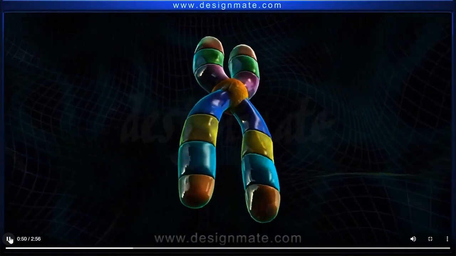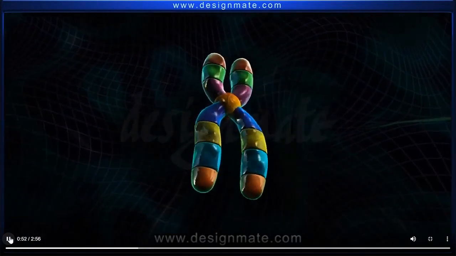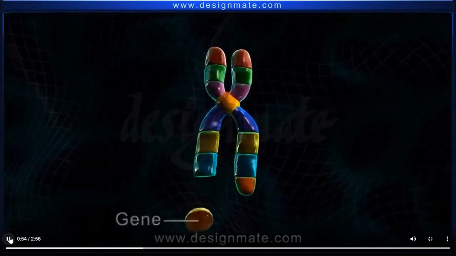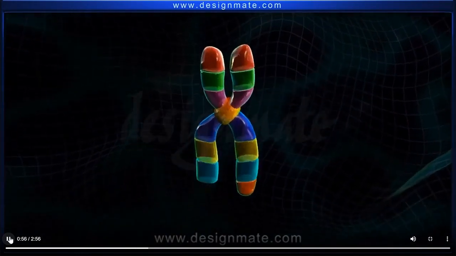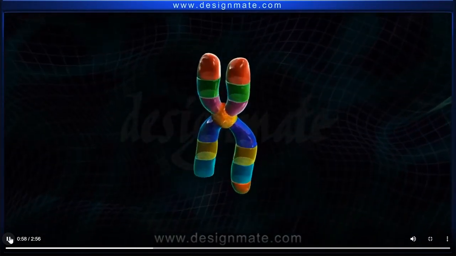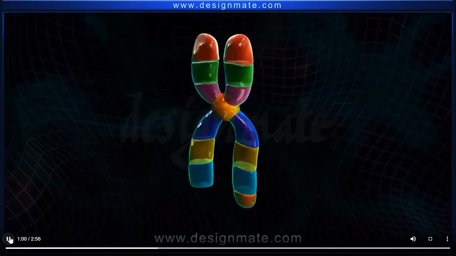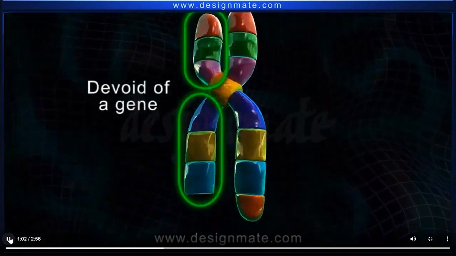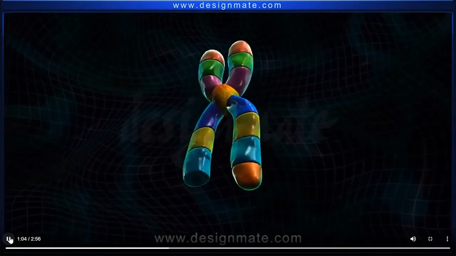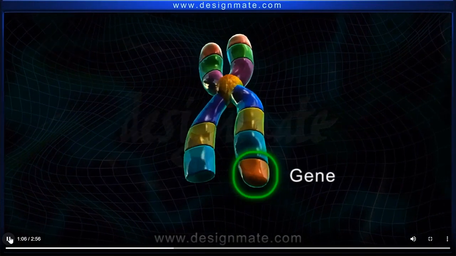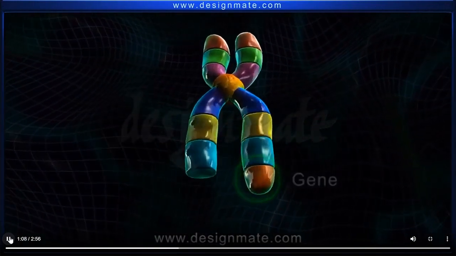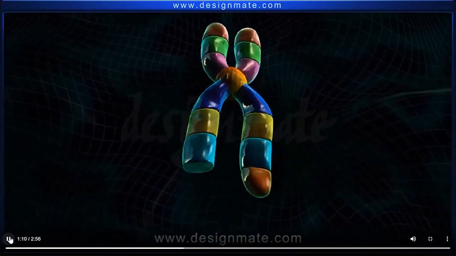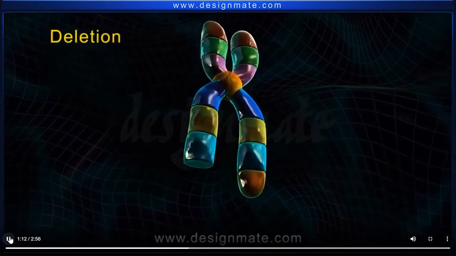Sometimes a segment of a chromosome comprising one or more genes gets deleted due to a mutation-causing agent. Thus, one arm of the chromosome is devoid of a gene, while the other arm possesses the normal copy of the gene. This type of mutation, which leads to the formation of an altered chromosome, is called deletion.